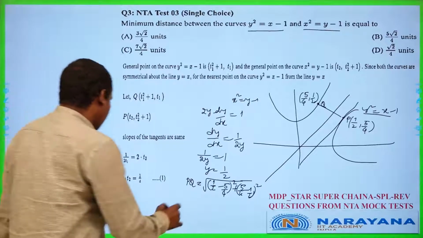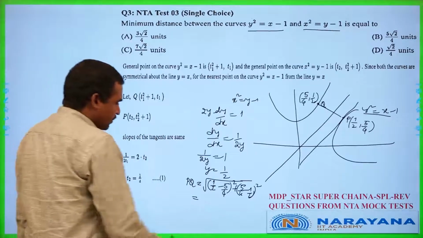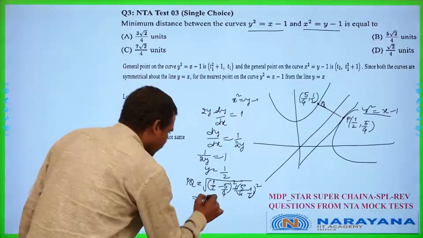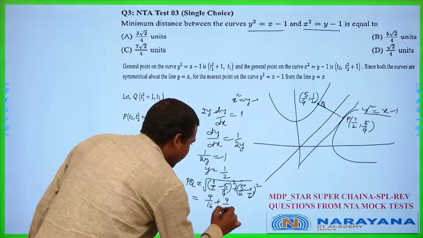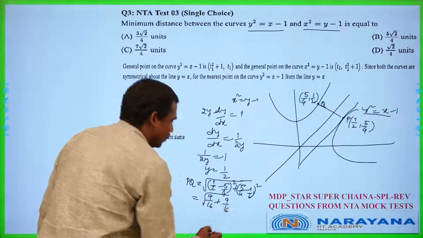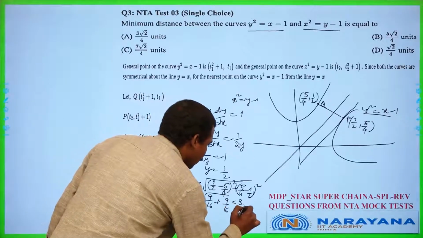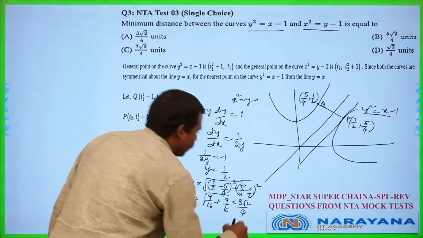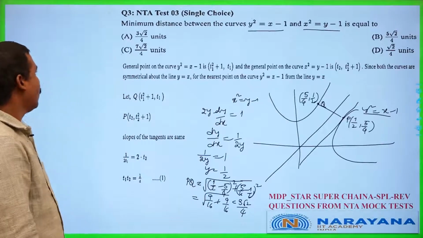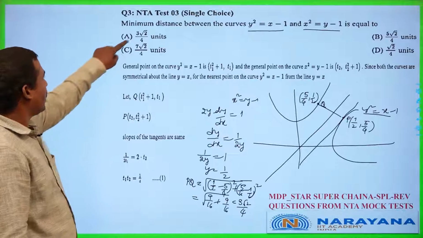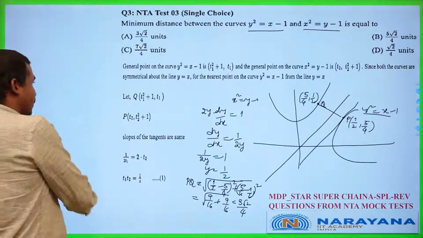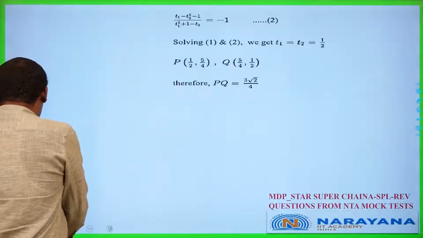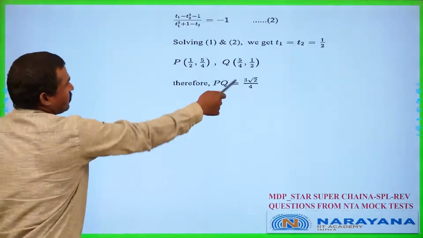So, this is equal to square root of 9 by 16 plus 9 by 16, which is equal to 3 root 2 by 4. So, 3 root 2 by 4 is the correct answer. So, option A is correct. Now, let us go to the second question. So, PQ is equal to 3 by root 2.